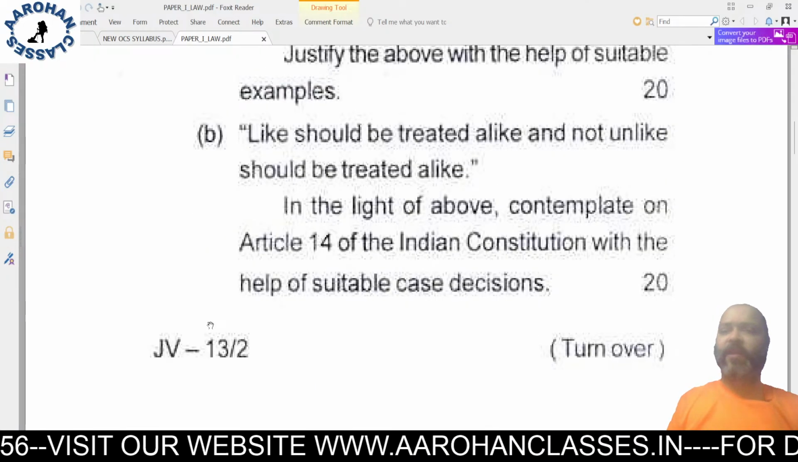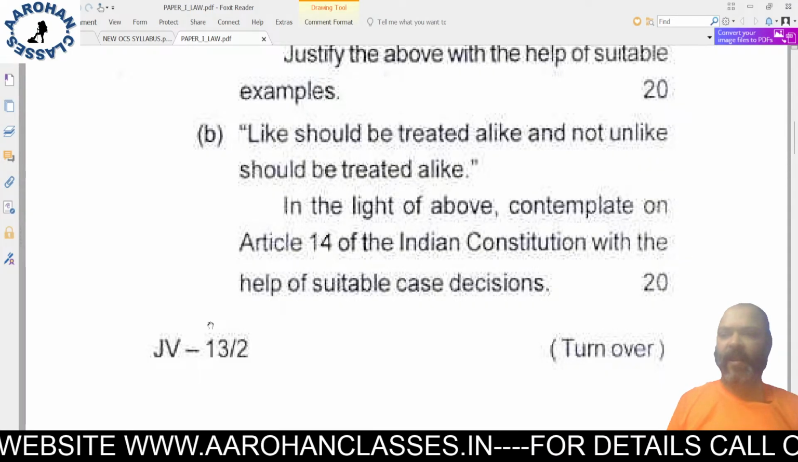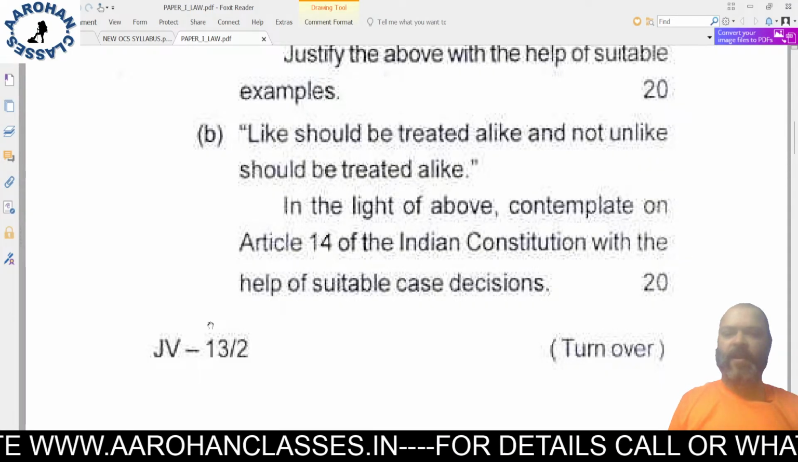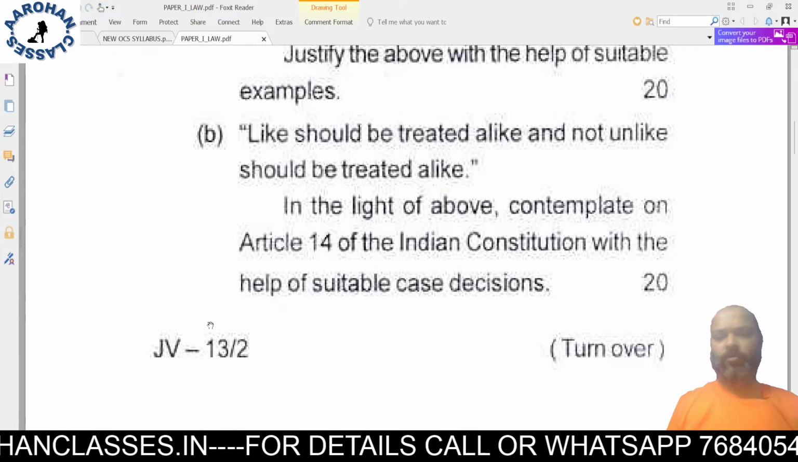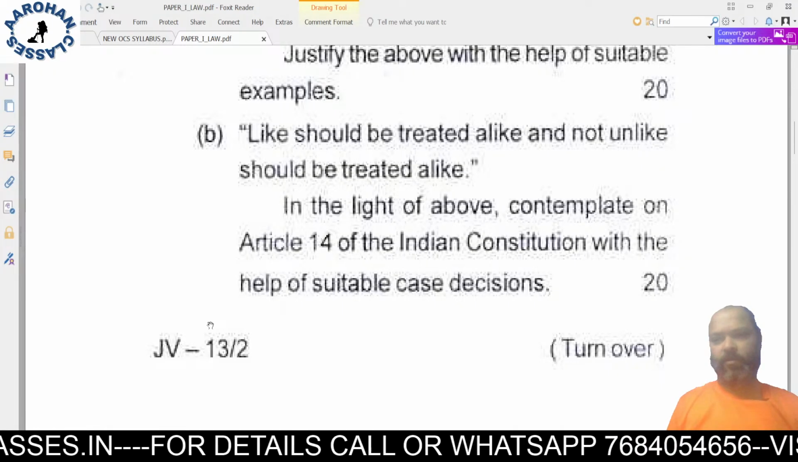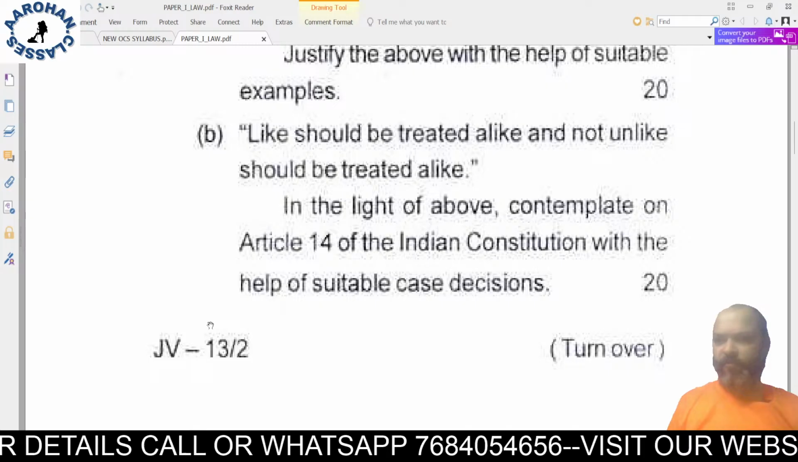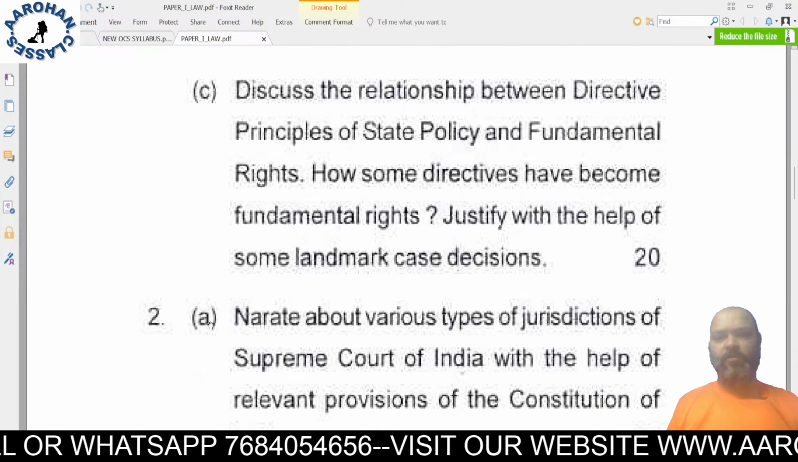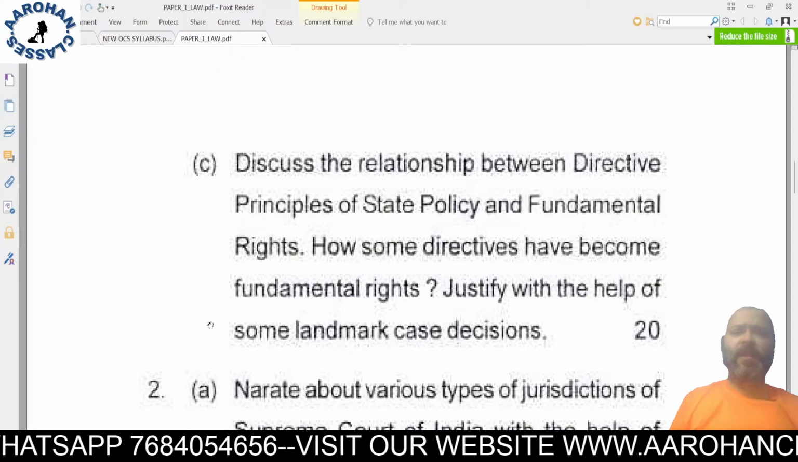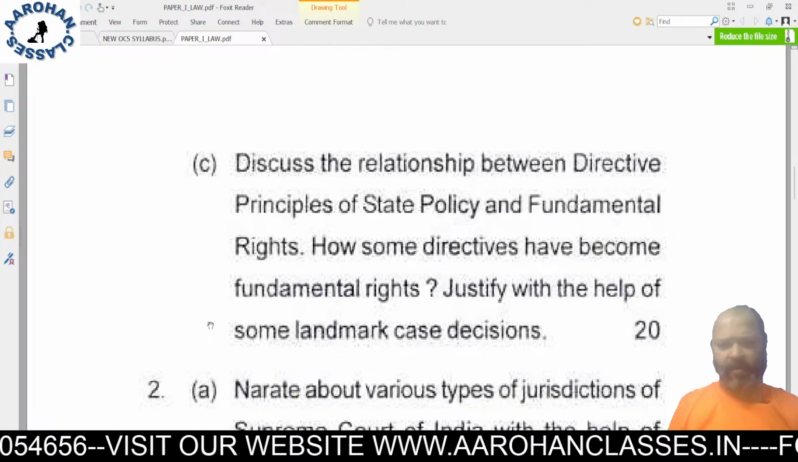Like should be treated alike, and not unlike should be treated alike. In the above, contemplate Article 14 of the Indian Constitution with the help of suitable case decisions. So that is equality before law and equal protection of law. That analysis we have to do. These are all 27 marks. This is basically in the old pattern, but still the same questions are repeated.